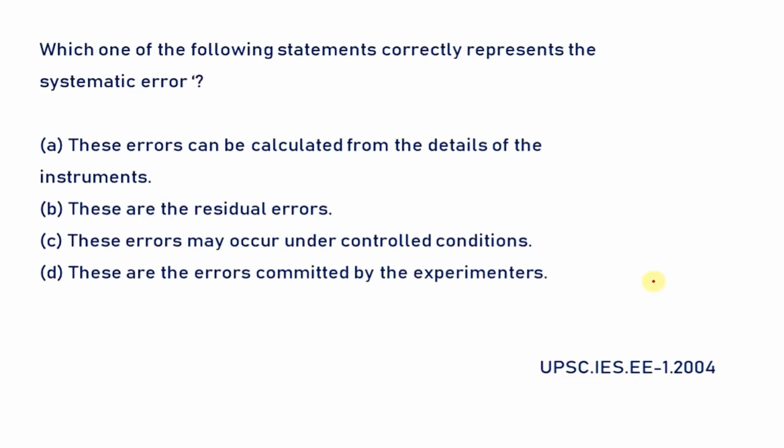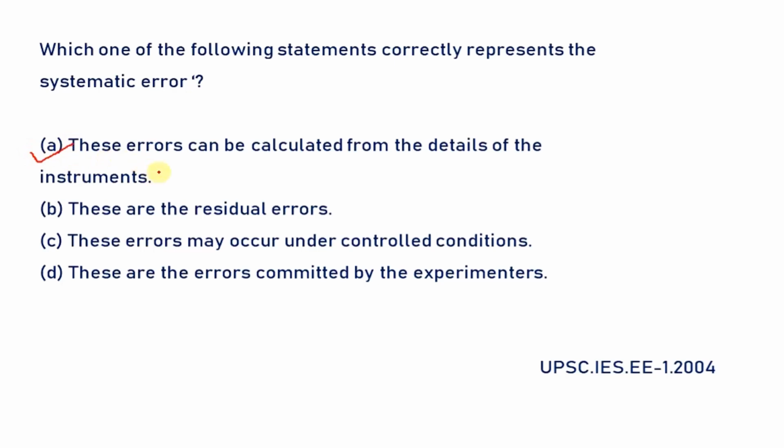Which of the following statements correctly represents the systematic error? We very well know what a systematic error is. The error which occurs in the system only, that's it. The errors which are inherently present in the instrument are called systematic errors. So basically the loading effect, the manufacturing defect. So option A will be correct here.